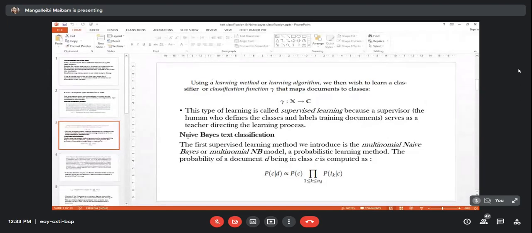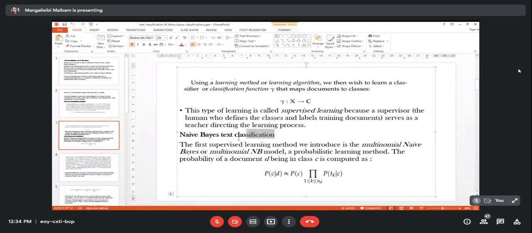This type of learning is called supervised learning because a supervisor serves as a teacher directing the learning process. Why? Because we are given some labeled classes. Using the labeled classes, we are going to analyze and study the features, and we are going to assign the unlabeled one a label from the given set of classes. That's why it is called supervised learning.